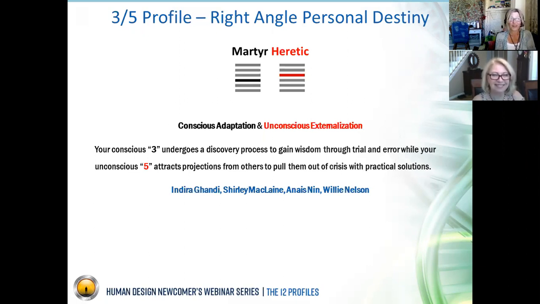It's a fun profile. Yeah, and these third lines, because they've learned so many things about all the stuff that doesn't work through trial and error, they can really be so valuable on the material plane. Yeah, so there's good stuff. Great outer authority. Yeah, for sure. They really can. Yeah, 3-5 profiles.